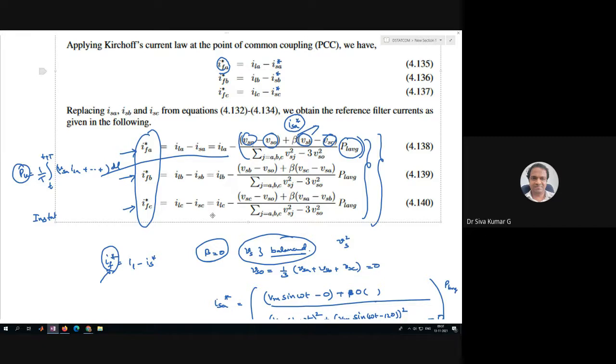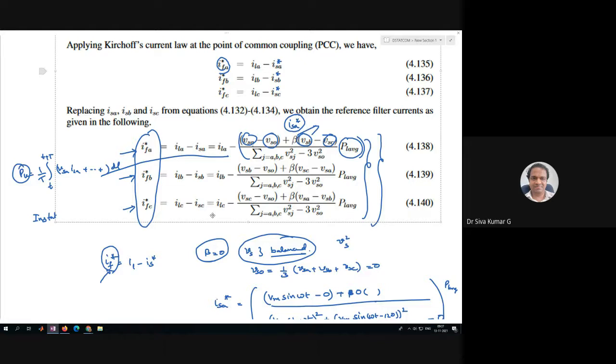When you see these equations, there is no transformation of alpha beta or dq naught. We are just talking about the instantaneous voltages and then the instantaneous current. We even get the instantaneous compensator current also.